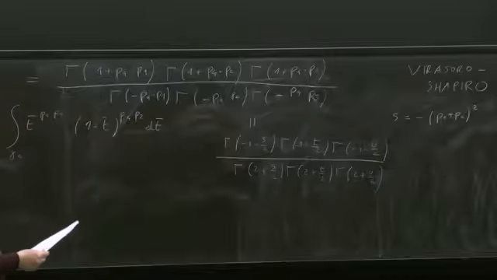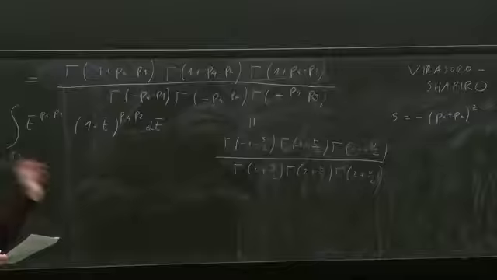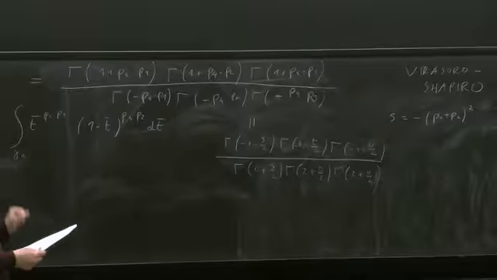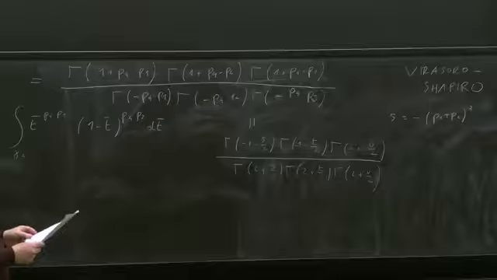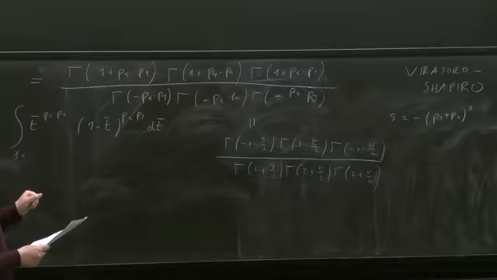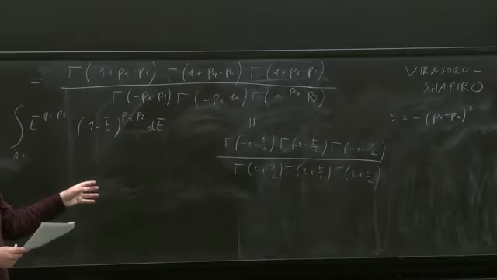This is supposed to be the tree-level 4-point amplitude in string theory, of 4 tachyons in string theory. Can we study the properties of this? So first of all, it has no cuts.